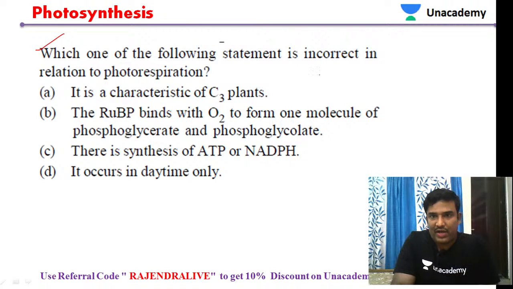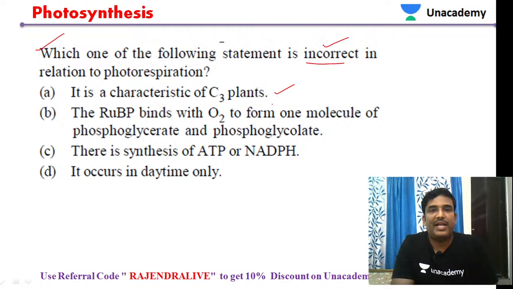Which one of the following statements is incorrect in relation to photorespiration? Let us see statement A. It is a characteristic of C3 plants. No doubt it is a right statement. It is a characteristic of C3 plants only. Photorespiration takes place only in C3 plants.